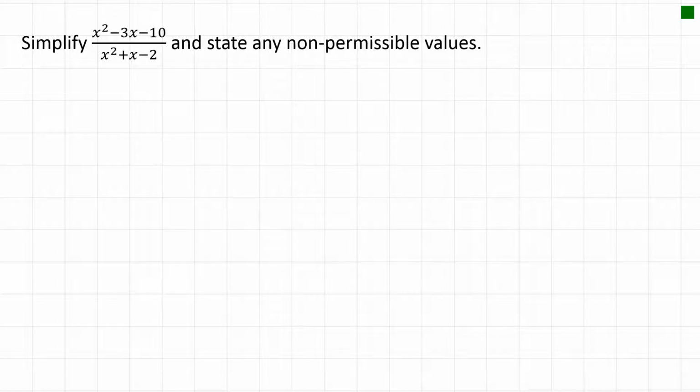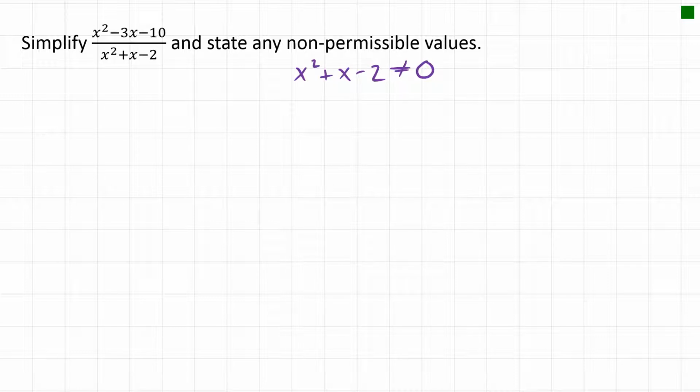If you're ever asked to state non-permissible values, just get it out of the way first, because you're going to have to factor the denominator anyway. And if you don't do it right away, you will sometimes forget it, and I don't want you to get punished on a test for forgetting to do something that you know how to do. So just go ahead and state the non-permissible values.